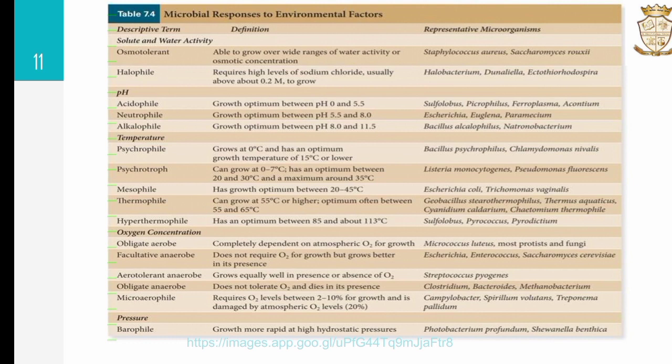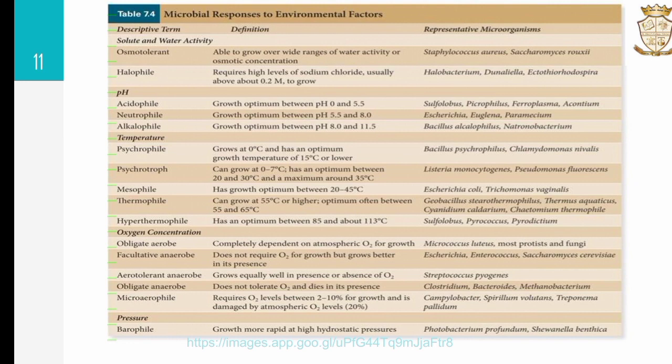The fourth one is oxygen concentration. The importance of oxygen to the growth of an organism correlates with metabolism. An organism able to grow in the presence of atmospheric oxygen is an aerobe, whereas one that can grow in its absence is called an anaerobe. According to oxygen concentration, they are further classified into five. The first one is obligate aerobes. They are organisms that completely depend on atmospheric oxygen for growth. Examples are Micrococcus luteus, Pseudomonas, Mycobacterium, etc.